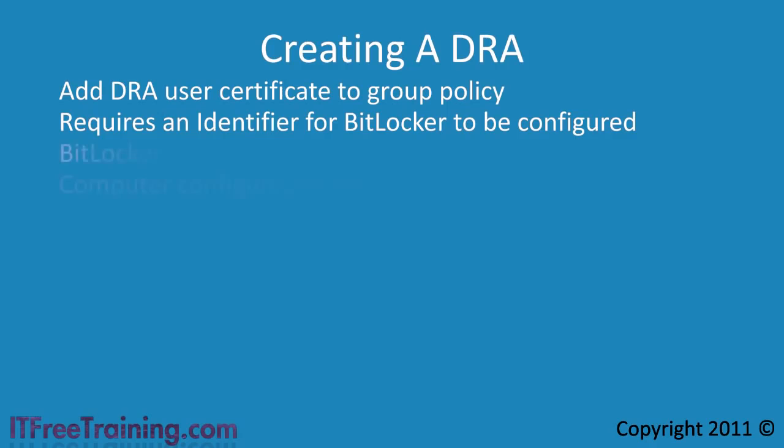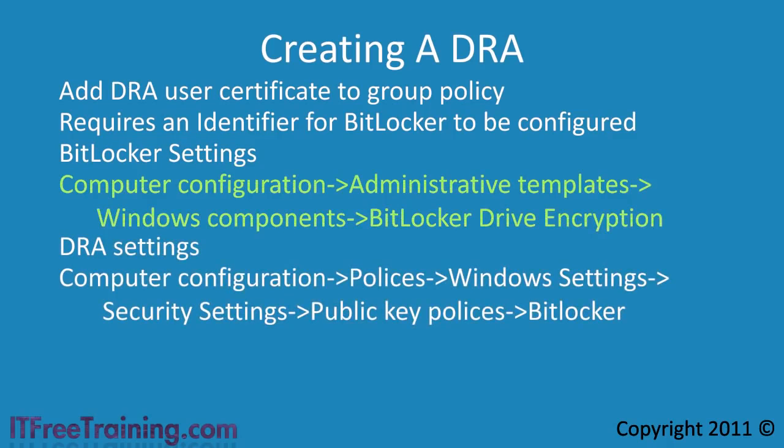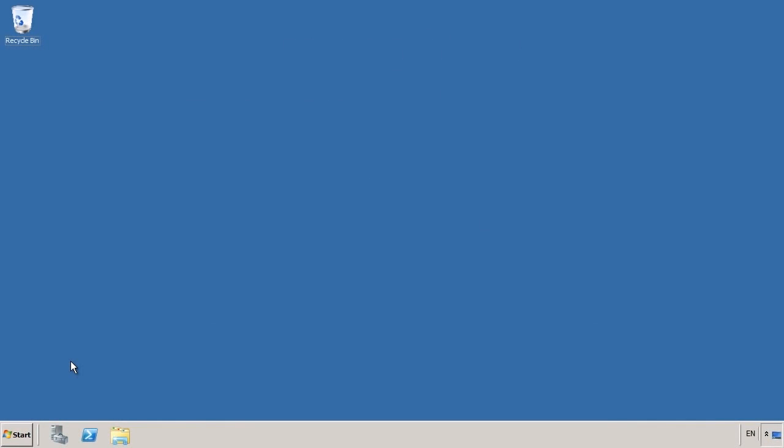The two locations for the group policy are listed here. The first is General BitLocker Settings. These include the identifier and also general settings for BitLocker. The second is the DRA location. This is where you add the certificate that you are going to use with the DRA. I will now switch to my Windows Server 2008 R2 to demonstrate how to create a DRA for your company and some of the other recovery options available.